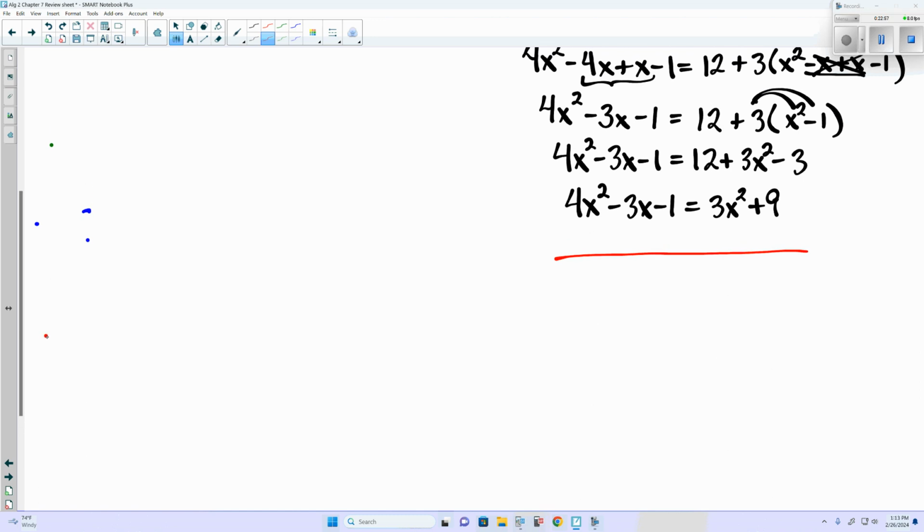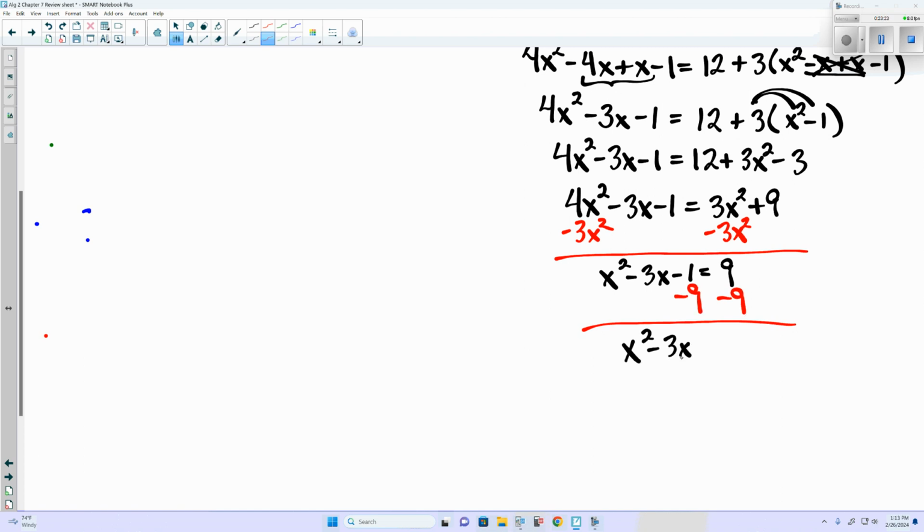All right, guys. Now, since we have an x squared term, we need to get this equation equal to 0. We've got 3x squared and 4x squared. So we can subtract 3x squared from both sides. 4x squared minus 3x squared is x squared. Minus 3x minus 1 is equal to 9. At this point here, we can subtract 9 from both sides. 12 minus 3, 9.